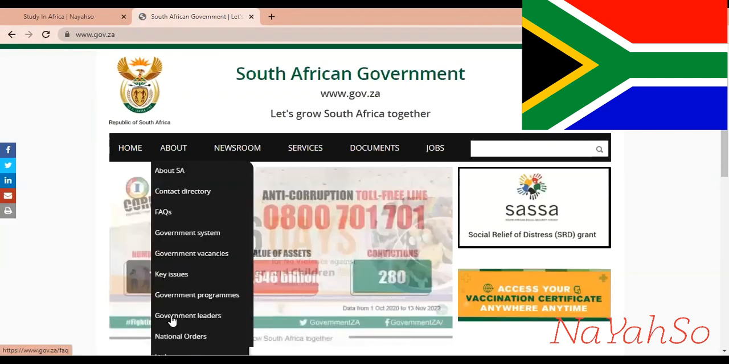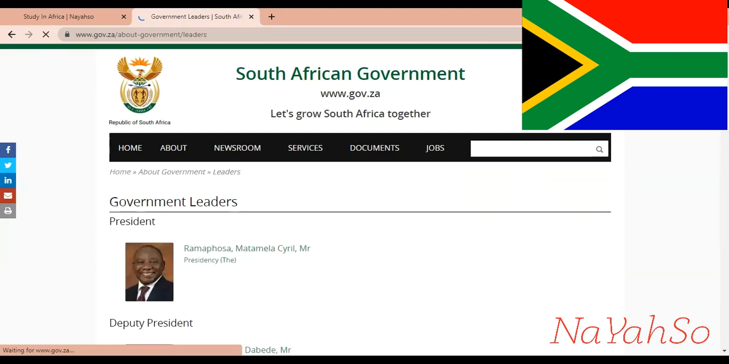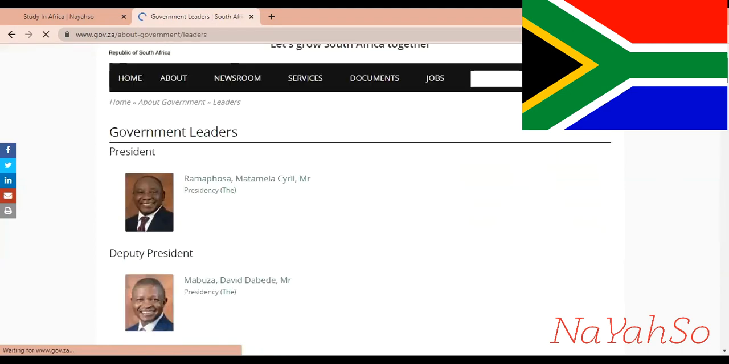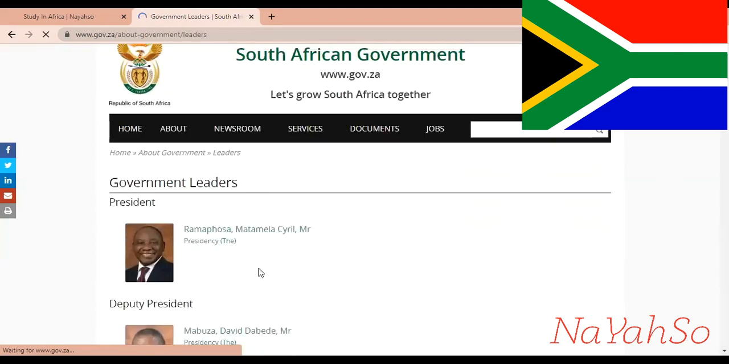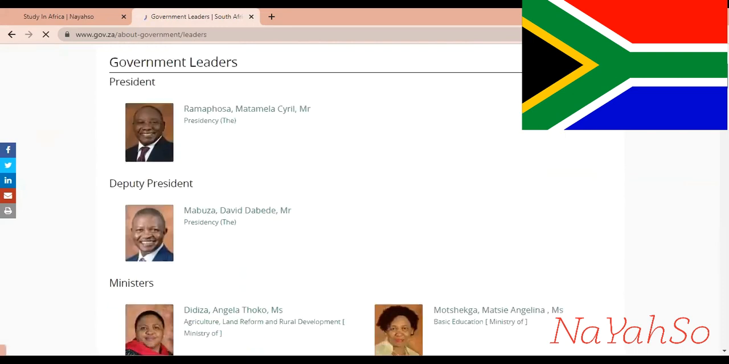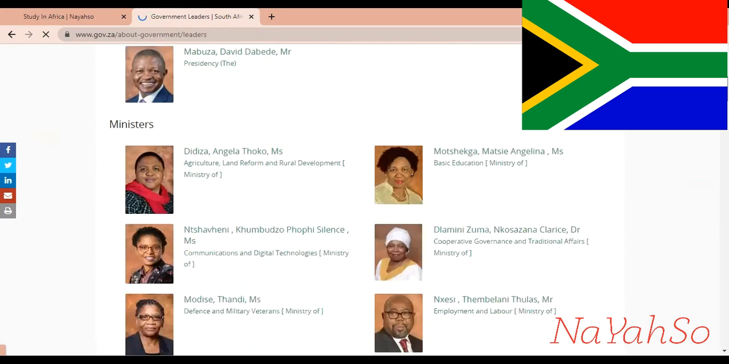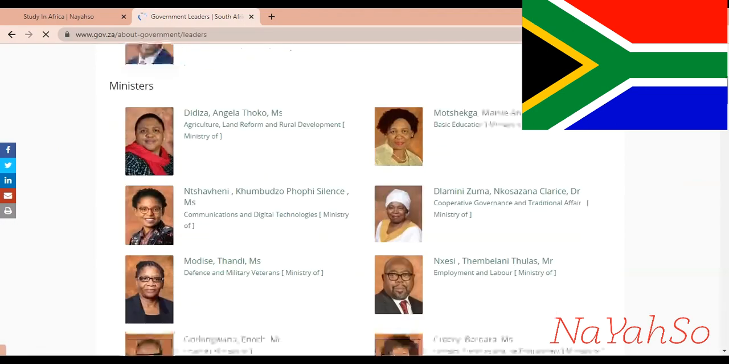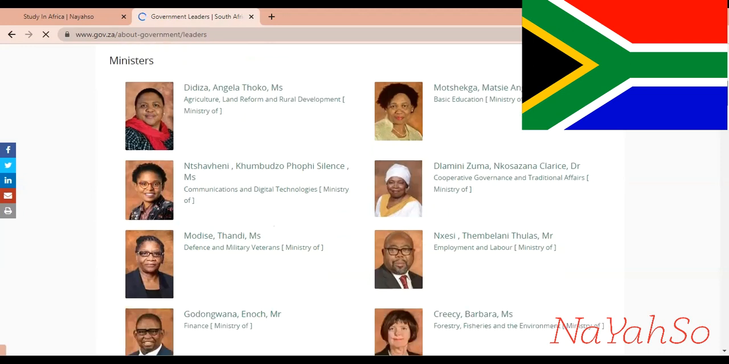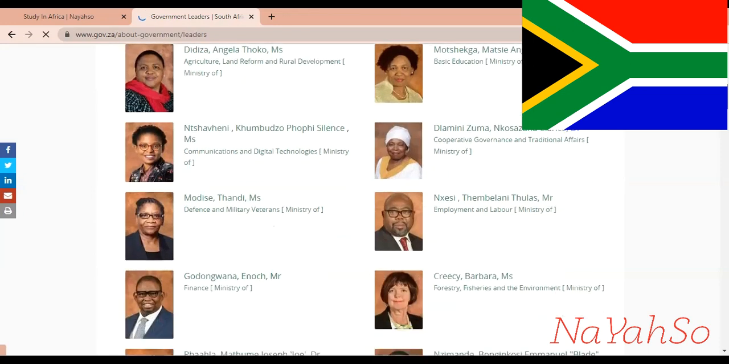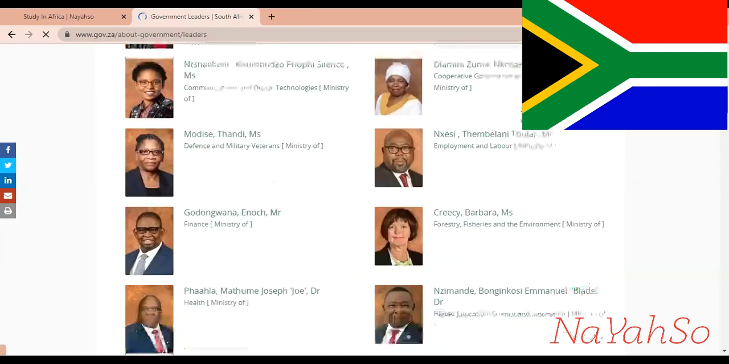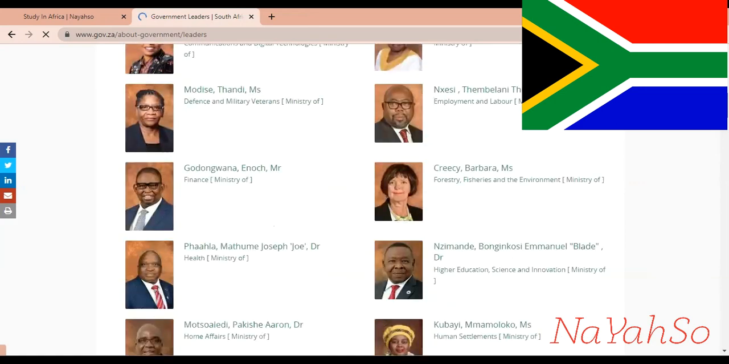Let's go right to the government leaders. So we go to the government leaders and it starts with the president, Honorable Mr. Cyril Ramaphosa. Then you have the vice president, Mr. David Mabuza. And you have the ministers: Minister of Agriculture, Basic Education, Communication, Technology, Defense, Employment, Forestry, Higher Education.